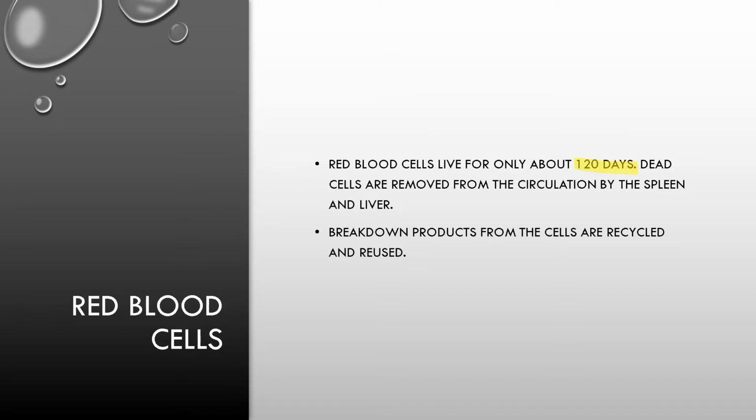Now, ruptured red blood cells are removed from circulation and destroyed by phagocytes in the spleen and the liver. The breakdown products are reused in a lot of different metabolic processes, including the formation of new red blood cells. So really, destroyed, old and dead red blood cells are kind of recycled to produce new red blood cells.